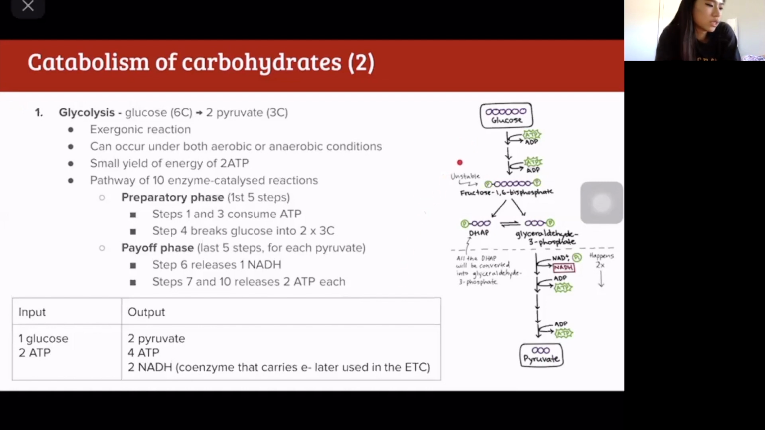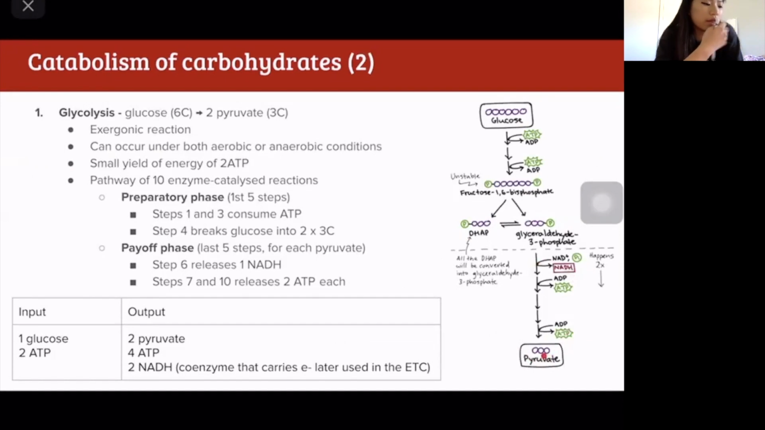And so you'll see that the input is 1 glucose here, and the input is 2 ATP as well. So in these steps, you need 2 ATPs to basically break this molecule down. And the output is 2 pyruvates. So after this 6-carbon molecule is broken down to 2 3-carbon molecules, there are 2 pyruvates, so basically it's another pyruvate on this side. Like this side happens twice.